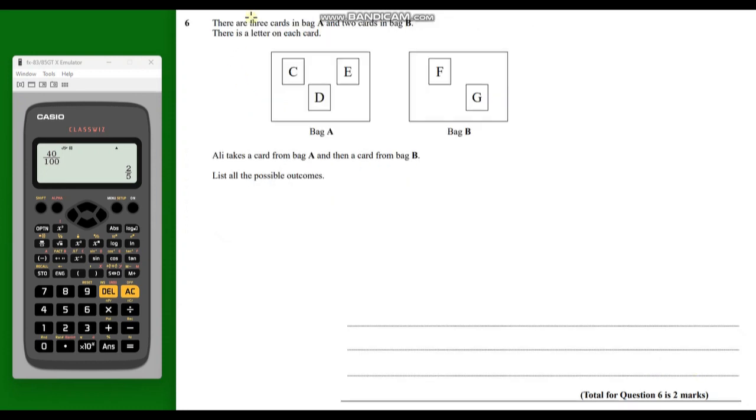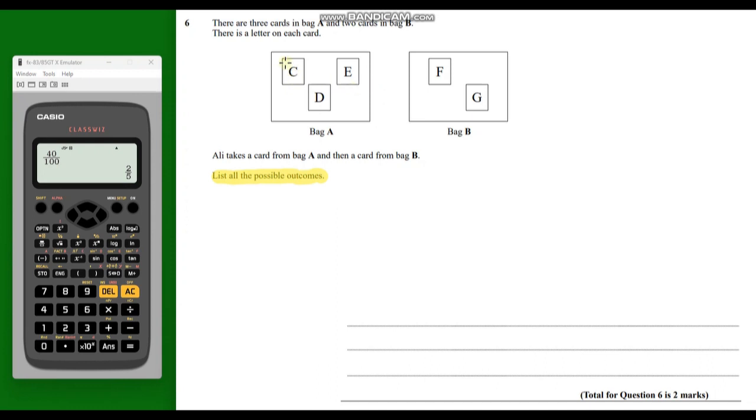Question 6. There are 3 cards in bag A, and there are 2 cards in bag B, and there's a letter on each card. Ali takes a card from bag A and then a card from bag B. List all of the possible outcomes. So whenever you're asked to list things, always try to think systematically about it. And what I mean by that is do it in a particular order. So don't try and just do it randomly.